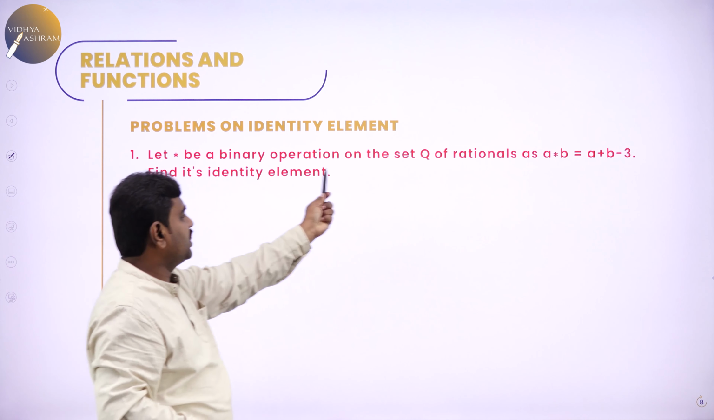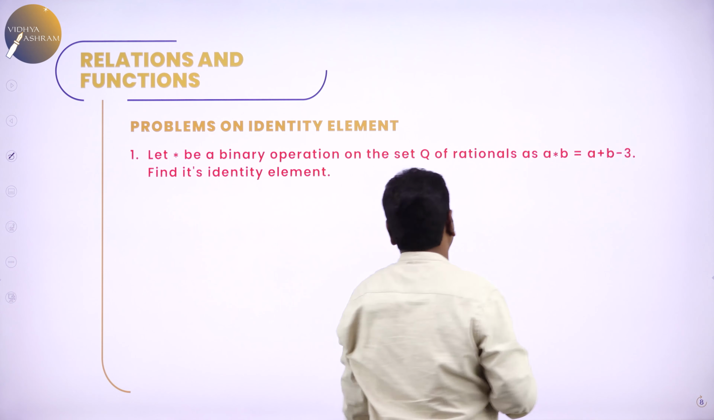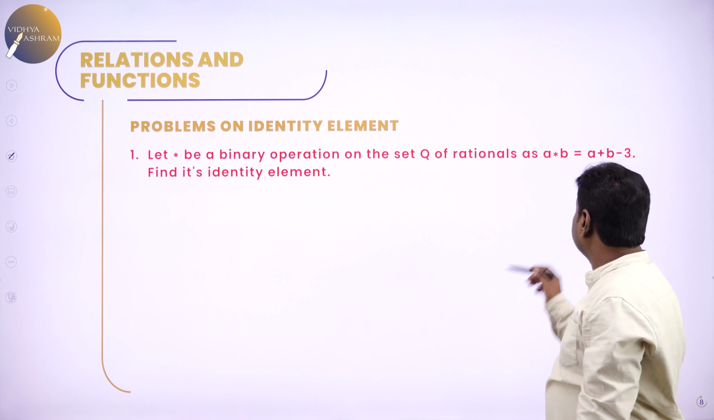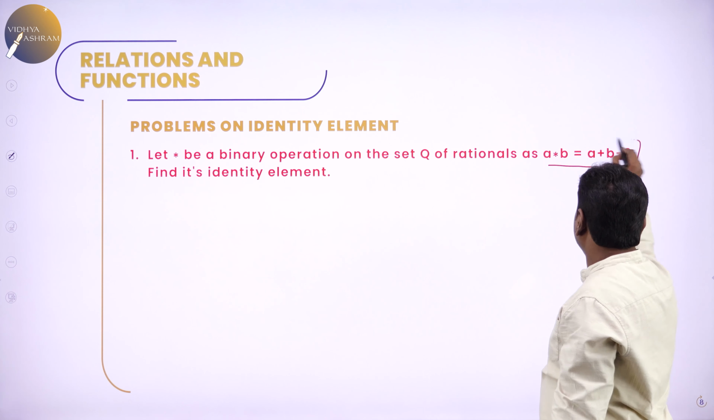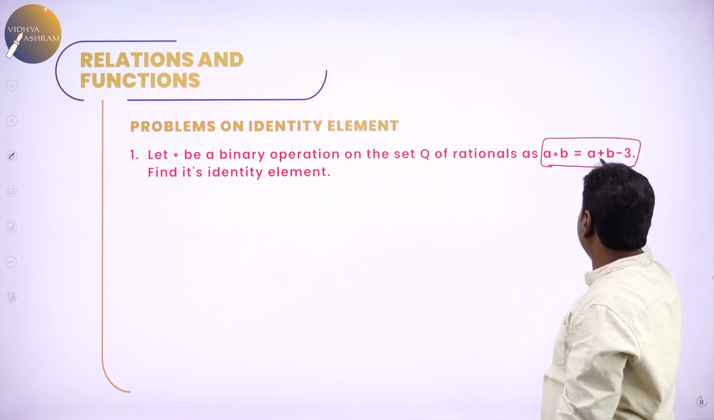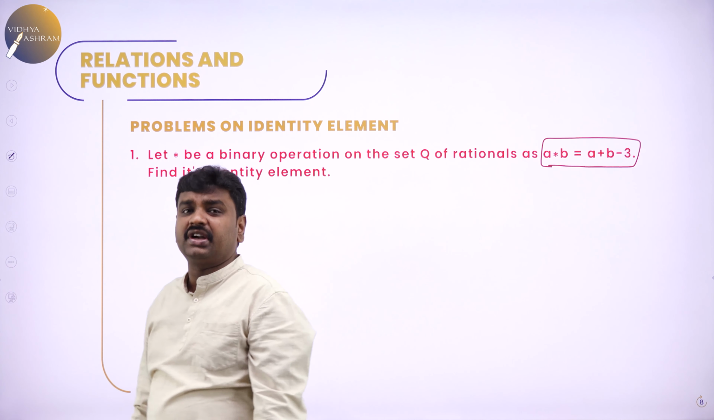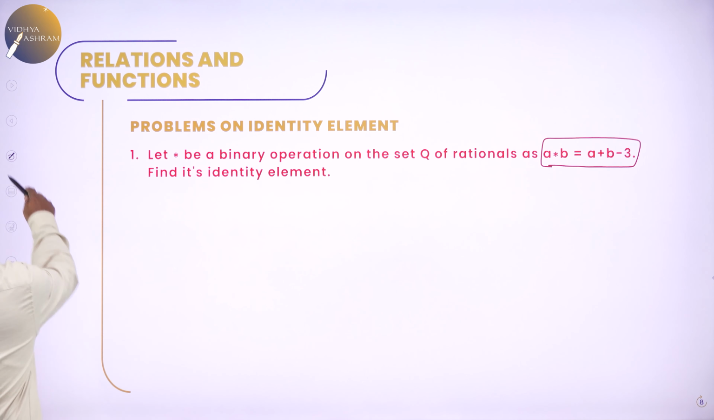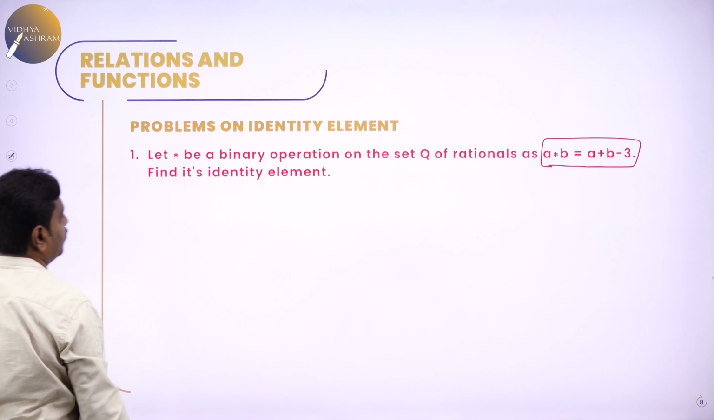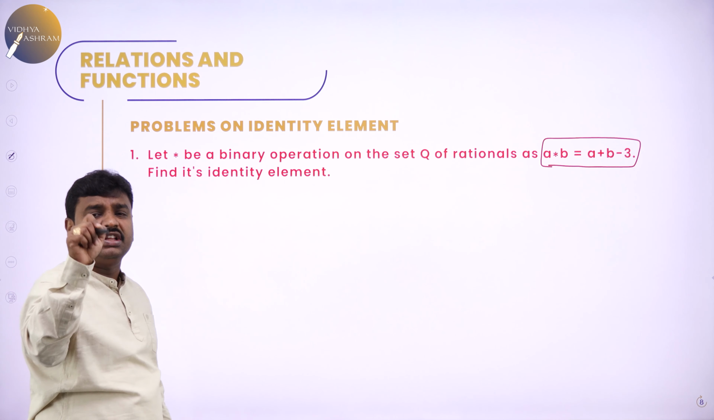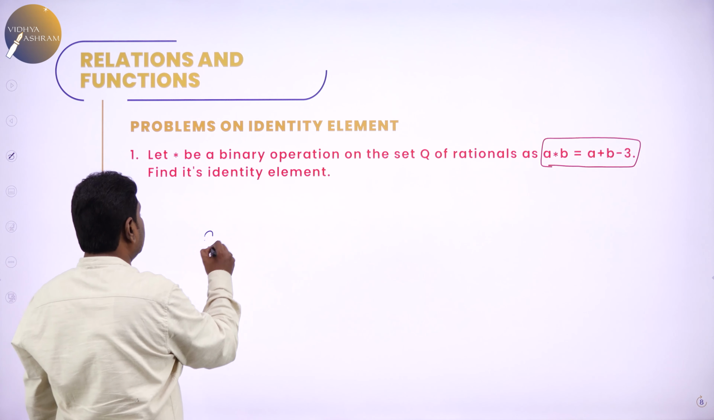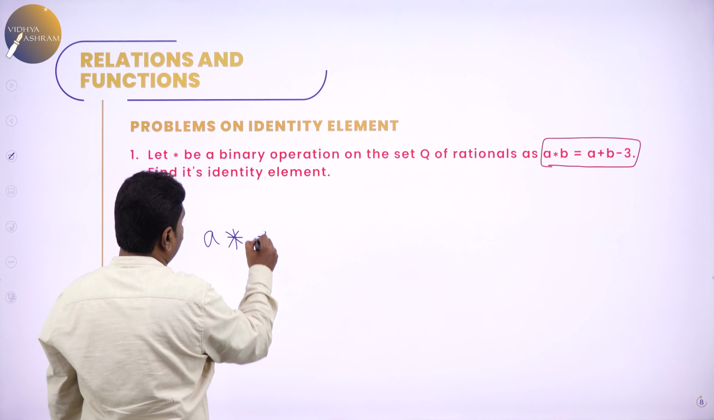Let star be the binary operation on Q. Q means what? Rationals, rational numbers of the form P by Q. They gave A star B is A plus B minus 3. They want you to find the identity element. To find the identity element, first you write the formula. What is the formula? A star E is equal to A.